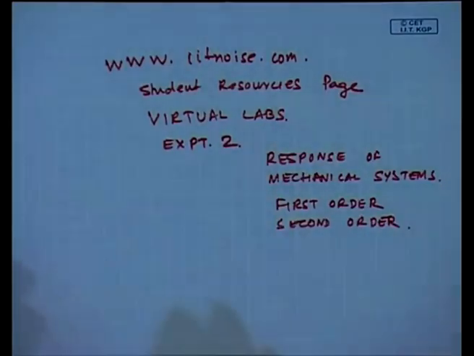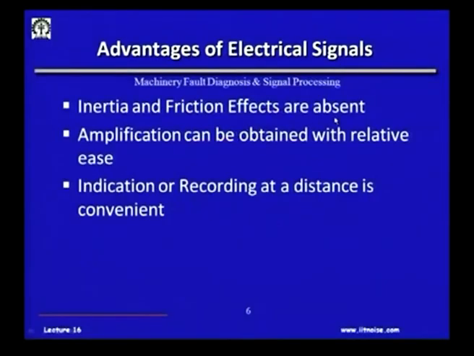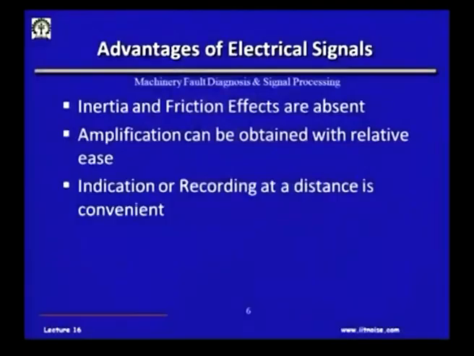Well, you must be wondering why we always use electrical signals. Because inertia and friction effects are absent, amplification can be obtained with relative ease, and recording from a remote distance is also possible, because electrical signals I can transfer to large distances, which is not possible with mechanical systems. I cannot have linkages and relays and bars for large distances, and that is why in a transducer traditionally we have been using sensing elements and we get an electrical output.